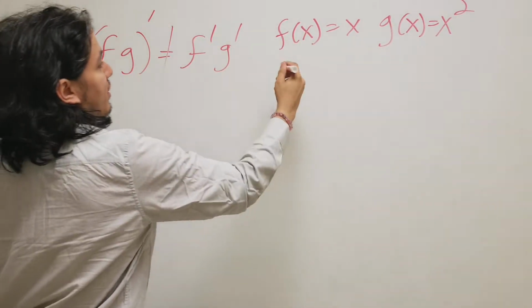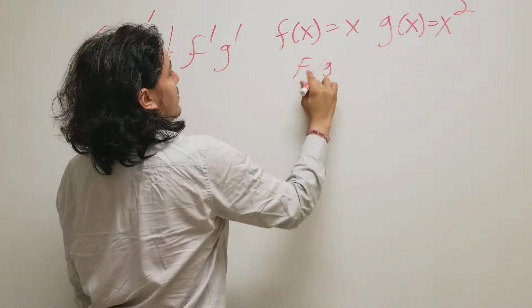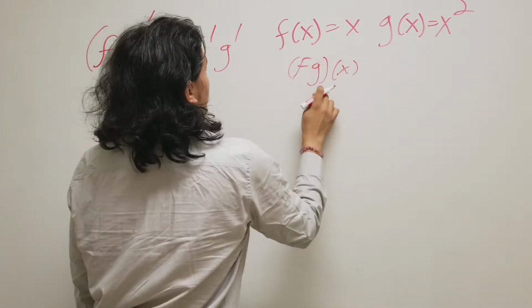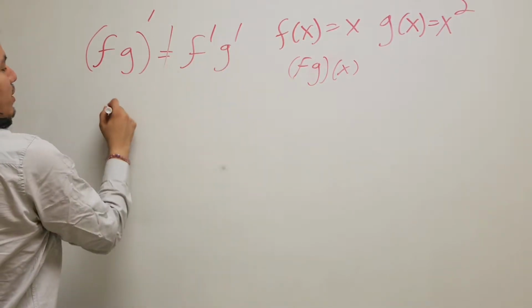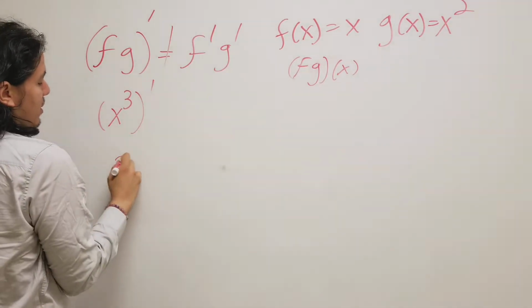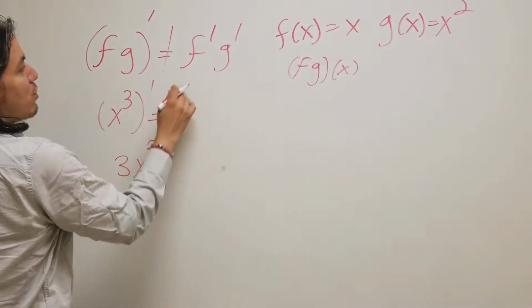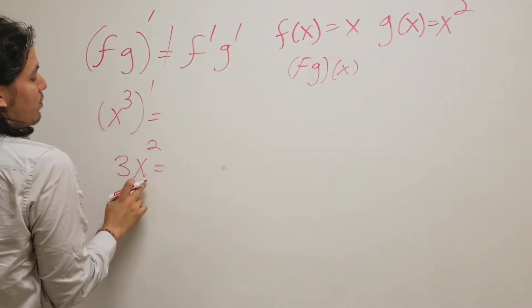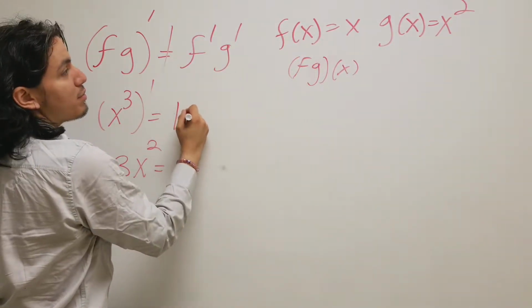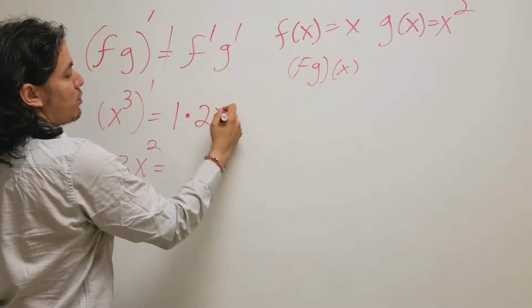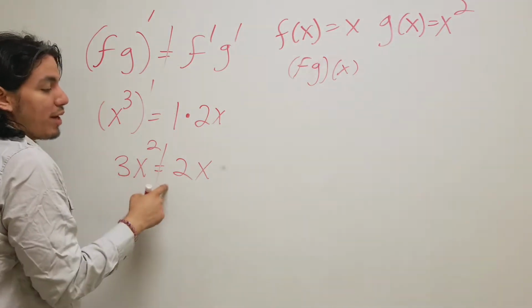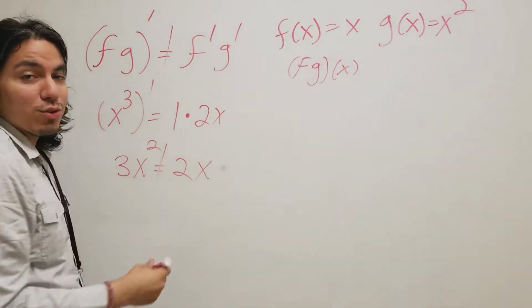If I multiplied f times g of x, this is why you can't write it as f of g of x, because then people might think you're doing a composition. f times g of x, you'd get what? That will be x to the third, right? And then you have to take the derivative of this. If I differentiate this, I get 3x squared. Now I have to show that the two derivatives multiplied are equal to this. So what's the derivative of x? It's simply 1, times the derivative of x squared, which is 2x, but we can clearly see there's a huge contradiction: 3x squared is not equal to 2x.